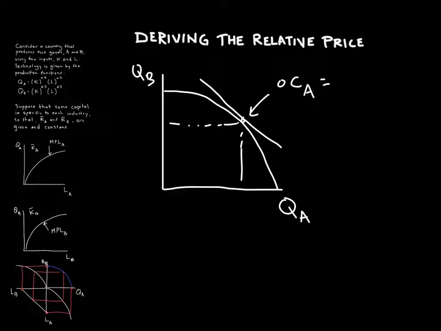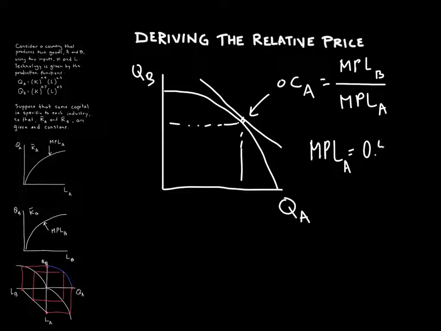Now, the opportunity cost is actually equal to the marginal product of labor in the B industry divided by the marginal product of labor in the A industry. So you see that we could derive the opportunity cost using our production functions by just taking the derivative. For example, the marginal product of labor in the A industry would be equal to 0.5 K divided by L to the power of 0.5. That is, I took the derivative of QA with respect to L.